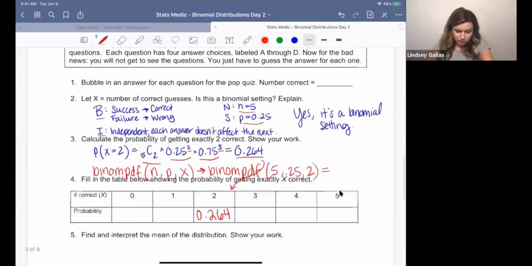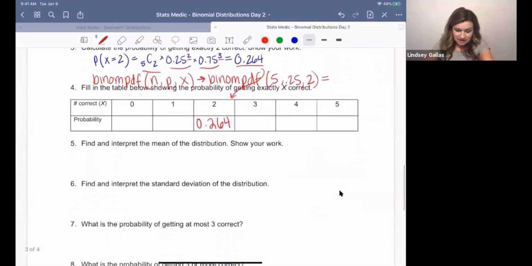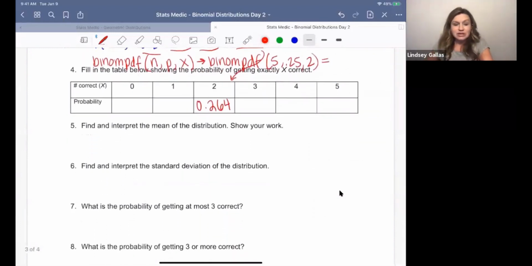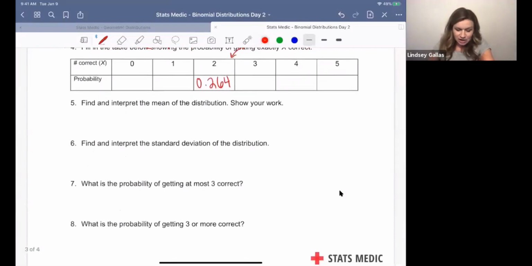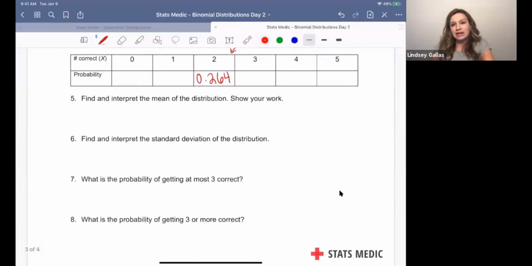So again, I want you to find the probability of getting exactly each of those values correct. So 0 correct all the way through 5 correct. And now once you've done that, you've created a table. And then we've talked about before, how do you find a mean and standard deviation from that? So I'd like you to go through and calculate a mean and standard deviation using what you've learned in previous lessons. And then in questions number 7 and 8, you're also just using the values from your table to answer those. So I'd actually like you to go through and complete the rest of the page. So pause the video, and then when you're done, hit play and we'll go through it.